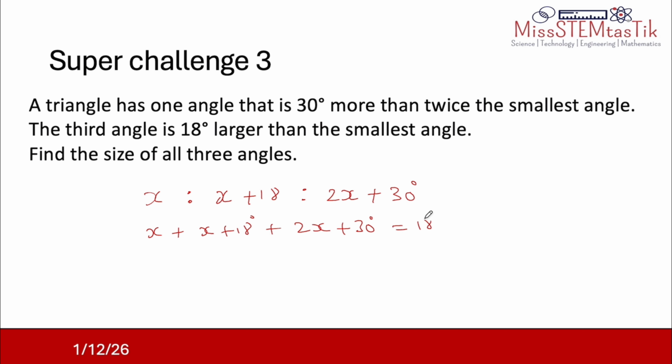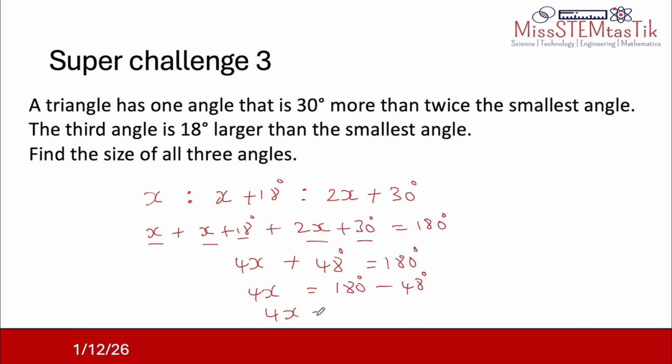Now I'm going to add all the like terms together. So the like terms, all the x's together. x plus 2x is 4x, so 4 lots of x. 18 plus 30 is equal to 48, which is equal to 180 degrees. So now I'm going to take 48 away from both sides. So 4x is equal to 180 take away 48. So 4x is equal to 132.